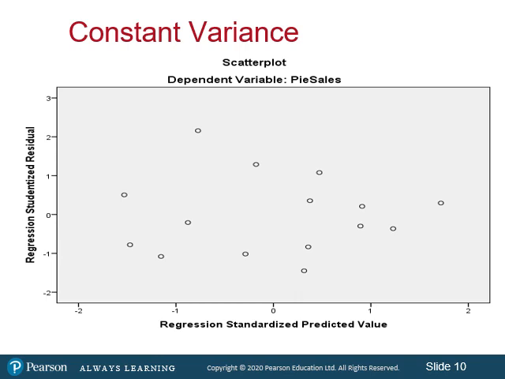So in your SPSS result, you get a regression studentized residual and a regression standardized predicted value. You can draw a line here, 0 here, and some are above, some are below. There's no pattern of increasing or decreasing order. So we can safely conclude we have constant variance.